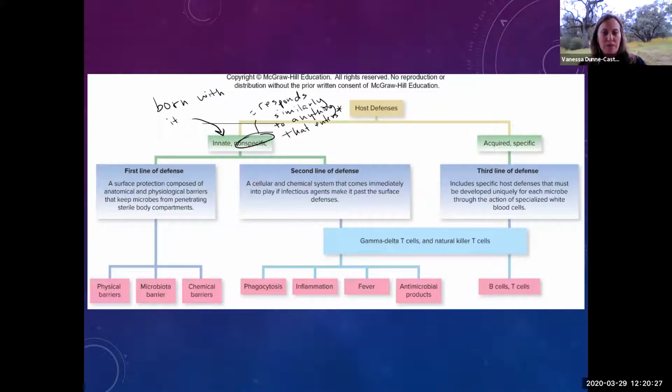But those are not the only cells involved in our innate immune system. There are other cells involved in our second line of defense, and these would be our granulocytes, like our basophils and eosinophils, etc. So we'll talk about all of these things in these sets of slides.